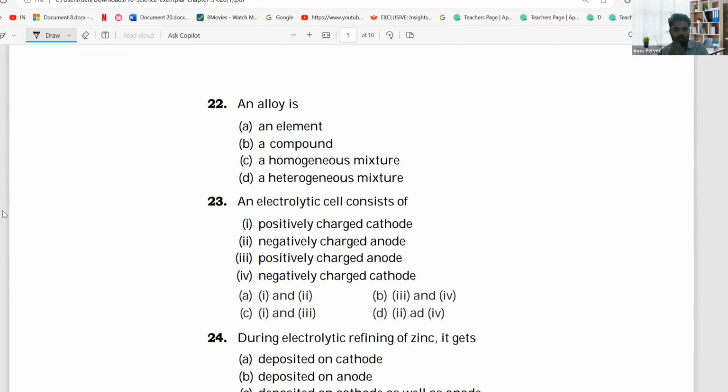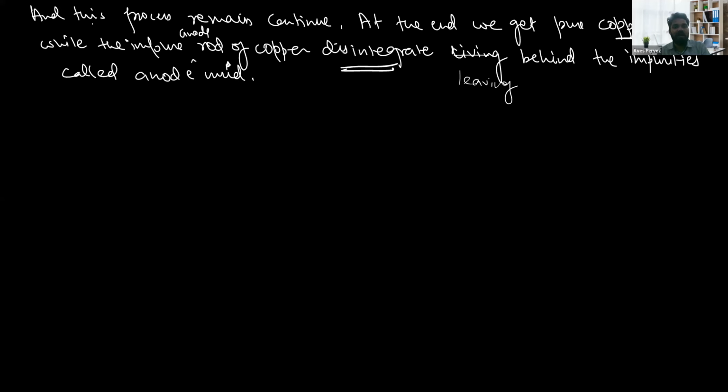Now we are talking about the alloys. Let's talk about the alloys. We have 5 minutes. What are alloys? Let me explain. Alloys are the homogeneous mixtures of two or more metals or non-metals. Okay, note it down. Alloys are homogeneous mixtures of two or more metals, and of metals and non-metals.